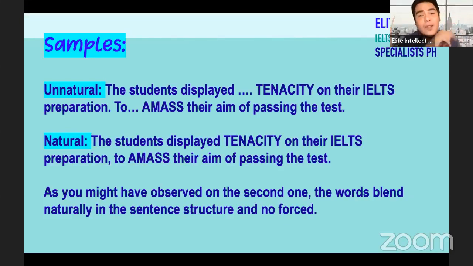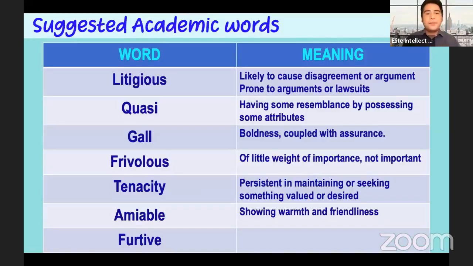Look at the natural way to use it. The students displayed tenacity on their IELTS preparation to amass their aim of passing the test. There you go. Make sure that you're not pausing before you state the academic word because it makes you sound as if you're thinking. As you might have observed on the second one, the words blended naturally in the sentence and structure and are not forced.